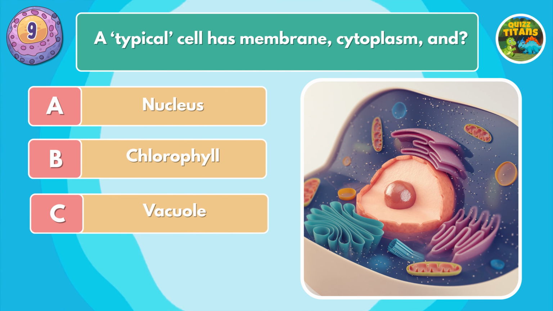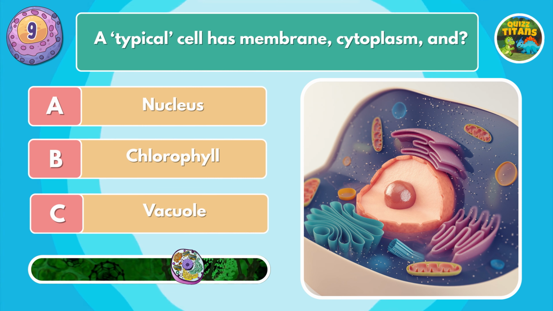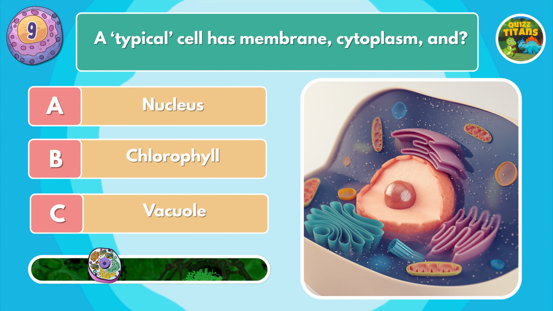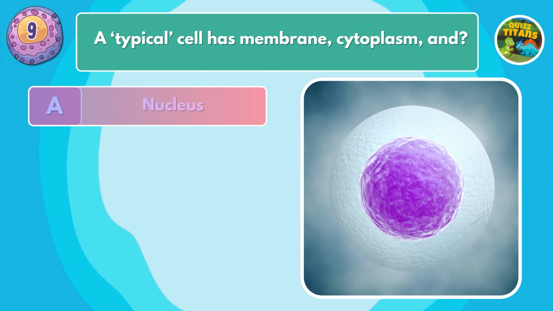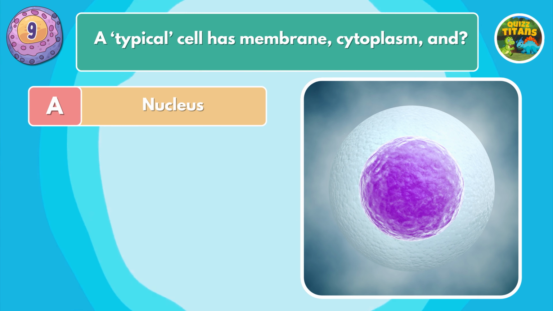Let's break down the basics. Every typical cell has three main parts. Can you name the third one? The correct answer is nucleus, the control center of the cell.